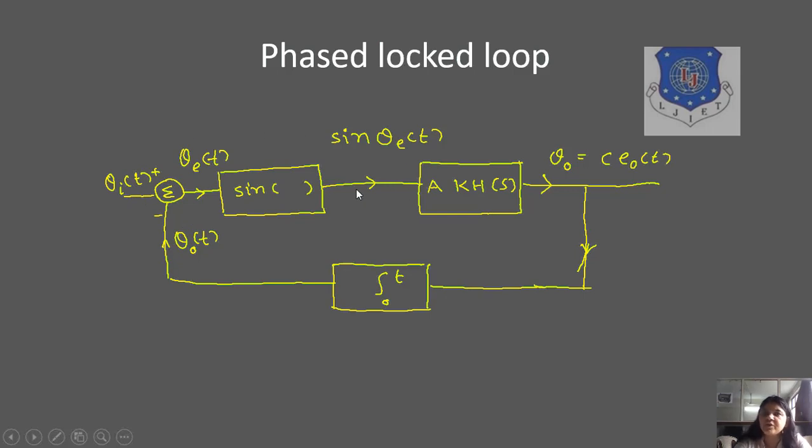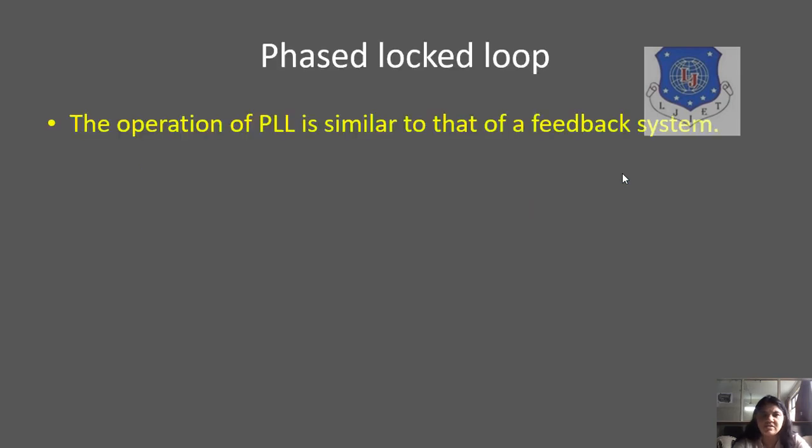Here we have the low pass filter. It will pass the low frequency component and suppress the high frequency component, which is the carrier signal. So you have only the component sin θe(t), and the output will be generated. This is the impulse response of the low pass filter, and the output is θo(t) = c eo(t), where c is a constant.